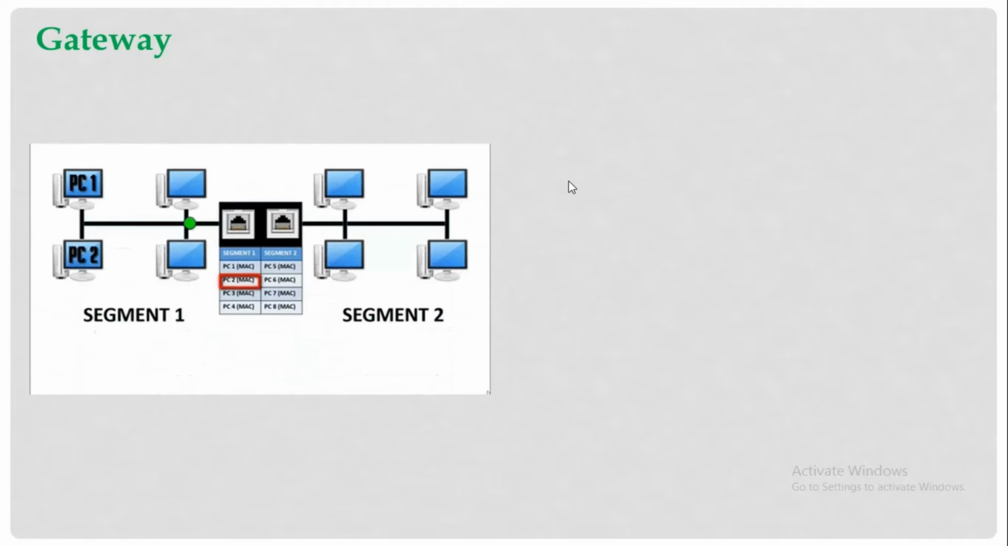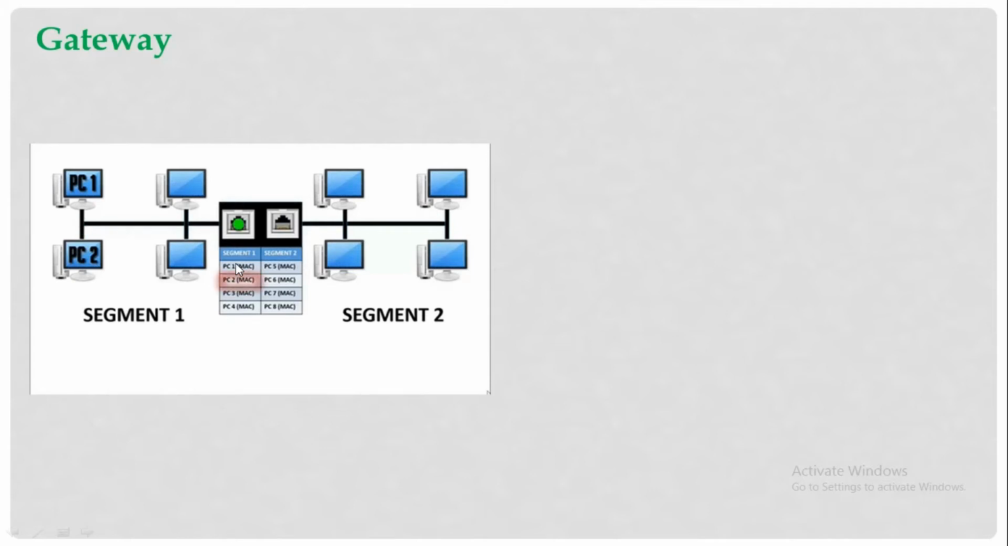Next, let's see a gateway. A gateway is a device which is connected between 2 different networks. Here you can see there are 2 different networks present, that is, segment 1 represents the first network and segment 2 represents the second network. So whenever information has to be transmitted from one network to another network, you can use a gateway. The information from one network to the same network can also be transmitted through this gateway.